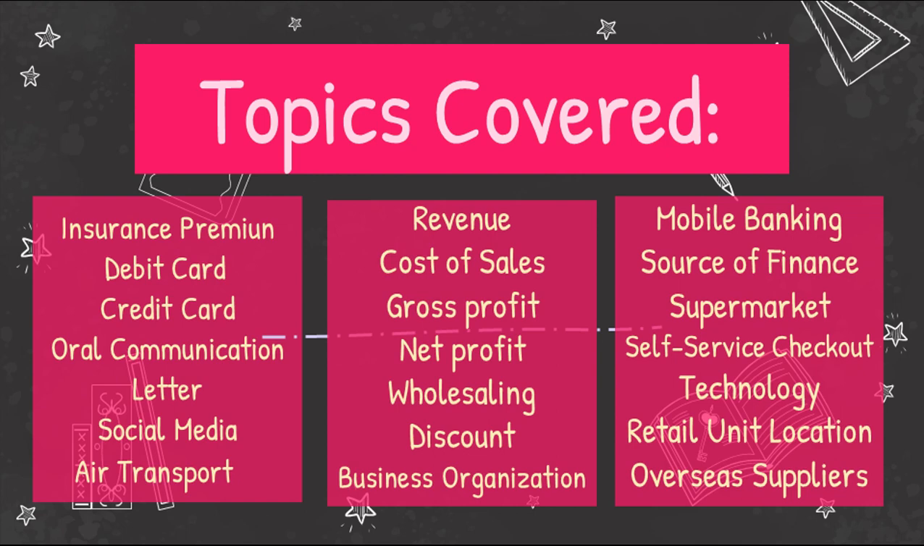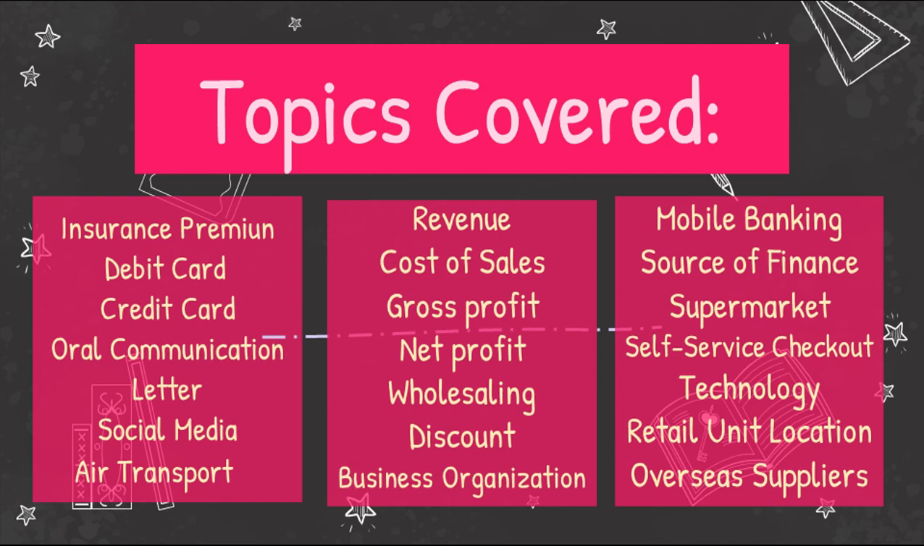The topics covered are the following: insurance premium, debit card, credit card, oral communication, letter as part of the communication, the benefits of social media, air transport, revenue, cost of sales, gross profit, net profit, so the computation of it, wholesaling, the idea about the discount, business organization, mobile banking, source of finance, the concept of the supermarket, as well as the self-service checkout, the benefits of technology, retail unit location, and overseas suppliers.